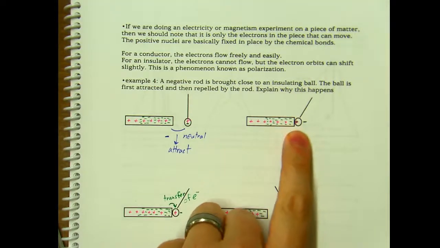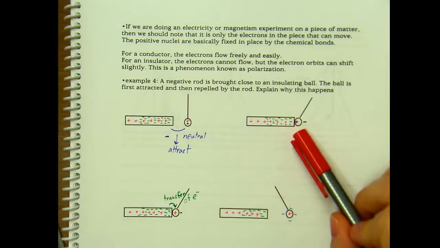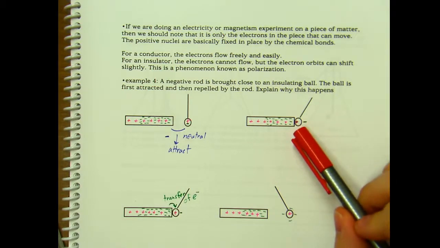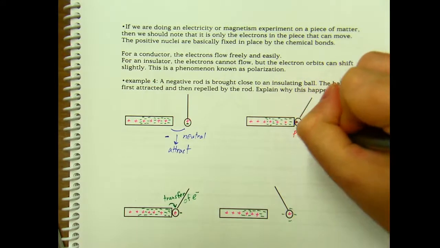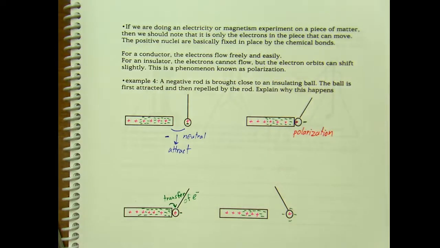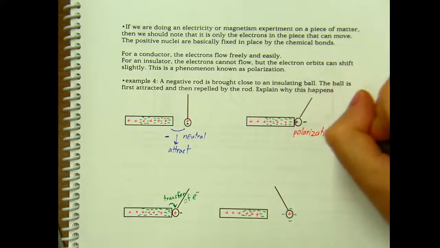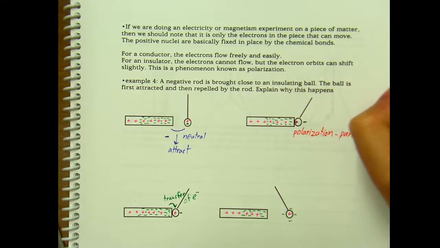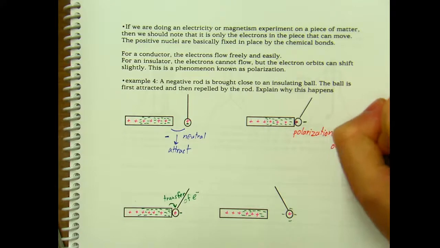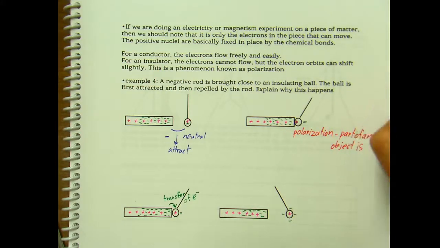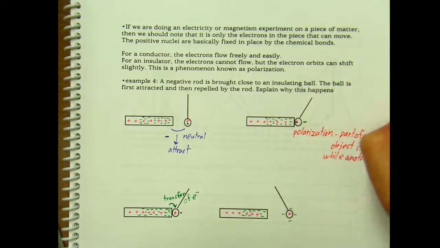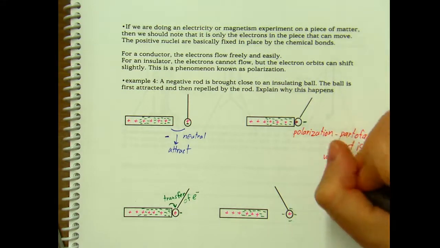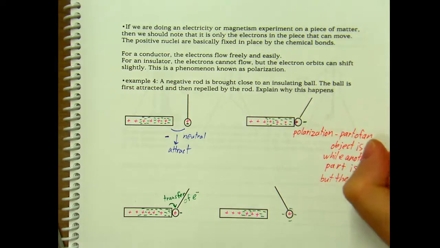This thing right here, where we have a negative object brought to a neutral object, and the electrons in the neutral object move to one side, this is called polarization. If you've taken chemistry, you should recognize this term. Polarization is where one side of an object or part of an object is positive while another part is negative. But the entire object is neutral.